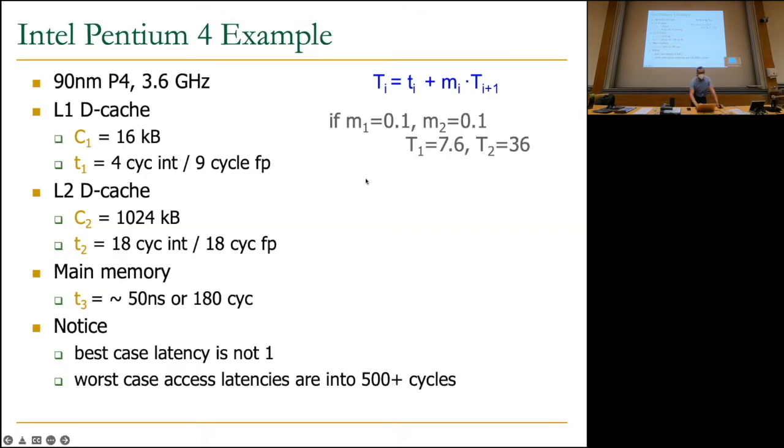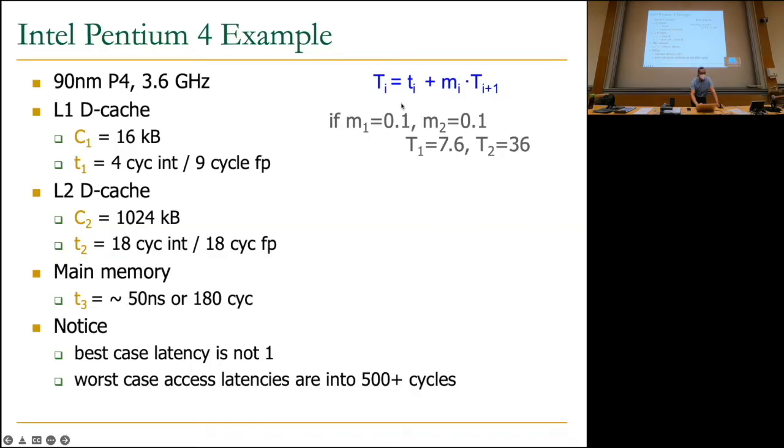So let's take a look at this hierarchical latency analysis. If miss rate from the first level is 10% and the second level is 10%, which is not bad actually, 90% of accesses hit in both levels. Now, if you do the hierarchical latency analysis, you start with T2, you compute this one first because it's hierarchical, right? Recursive, if you will. So how do you compute T2?